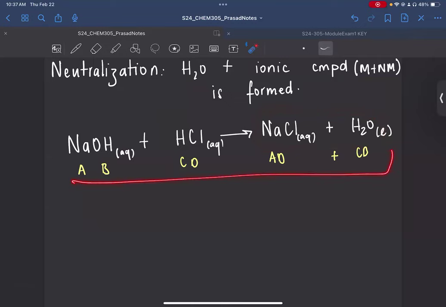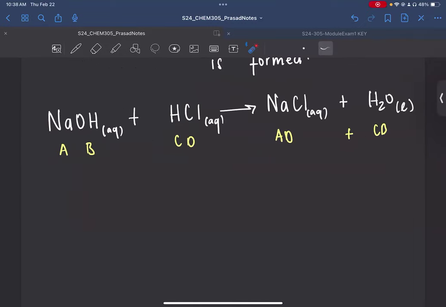So this double displacement technique, this AB plus CD, is extremely useful, especially if you use it right. So get in the habit of actively thinking about it, because from here on out, we're going to be doing a lot of reactions. Let's do another one.